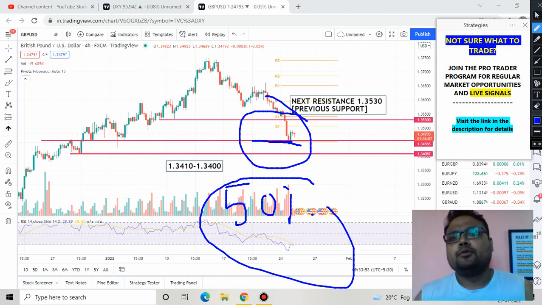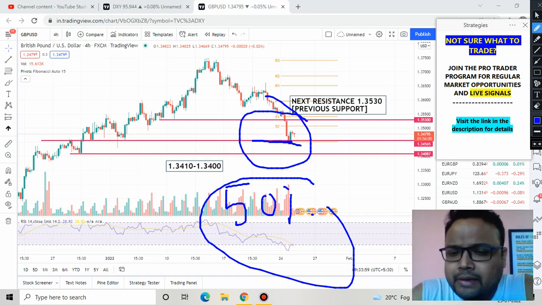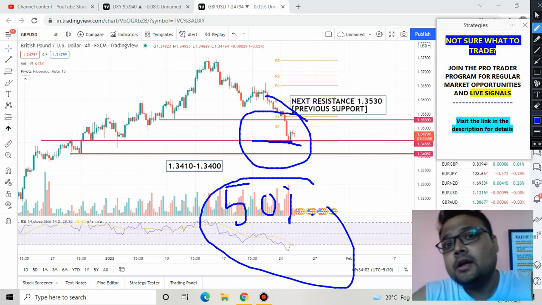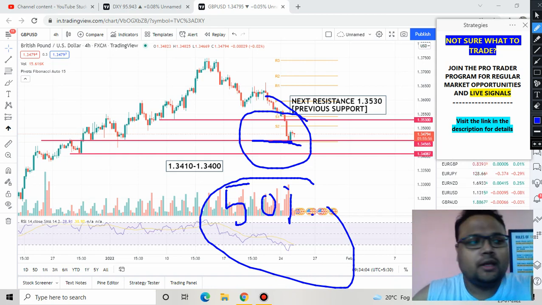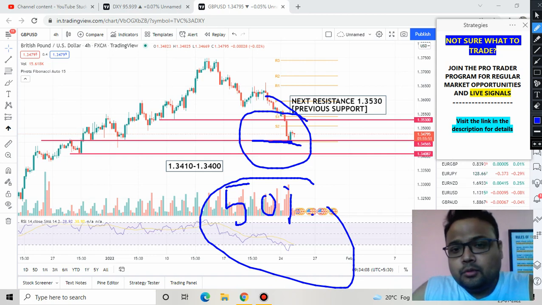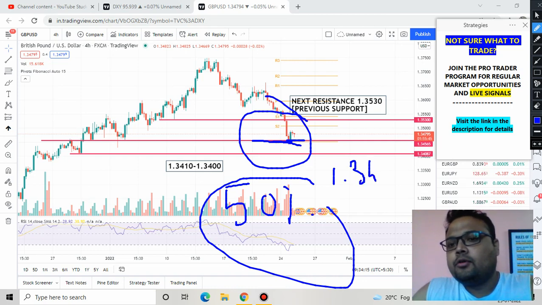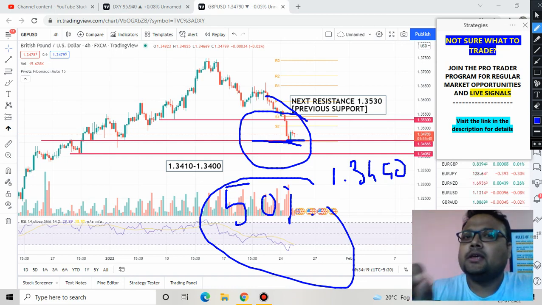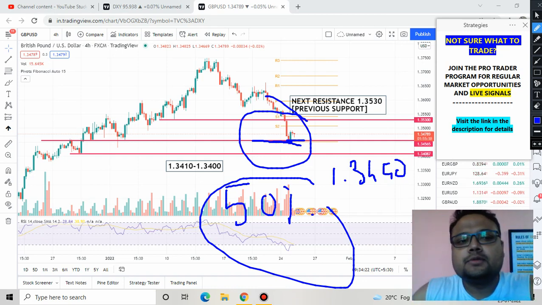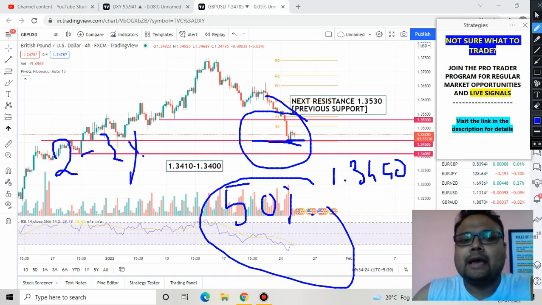If you have a buy position right now, I'll suggest that you can continue with it. That's your call. And if you are looking for a fresh opportunity on the chart of GBP USD, you can take a buy position around 1.3450 or the current market price, but you should be using a strict stop loss and do not risk more than 2 to 3% of your trading capital.